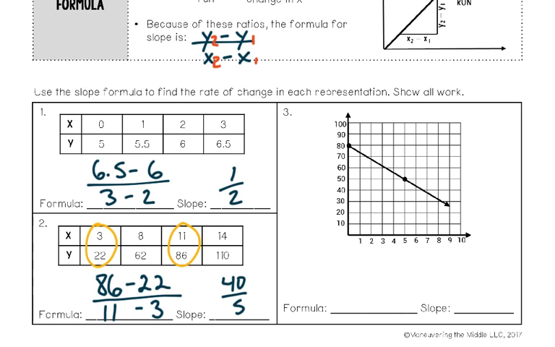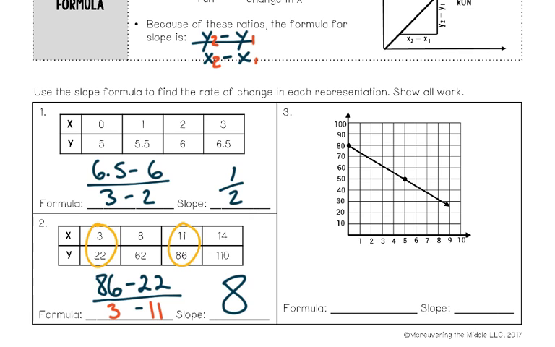If you chose a different 2 points, you would have got 40 over 5. But whichever points you had chosen for your slope formula, you would have ended up with positive 8 as the slope. We know 8 is the slope for this table. But if you had switched the x values, would changing that order change your answer? It would change it to a negative 8.